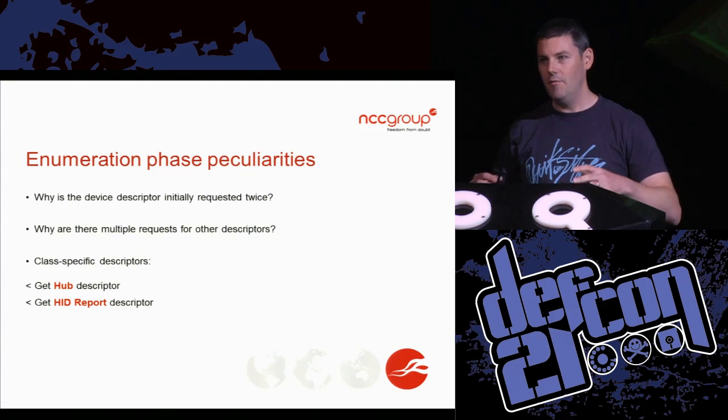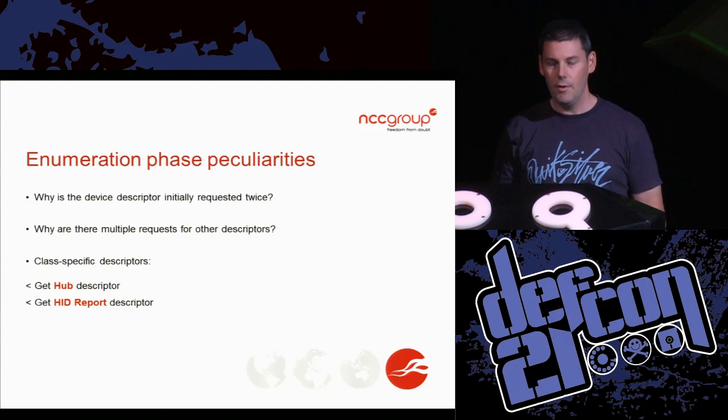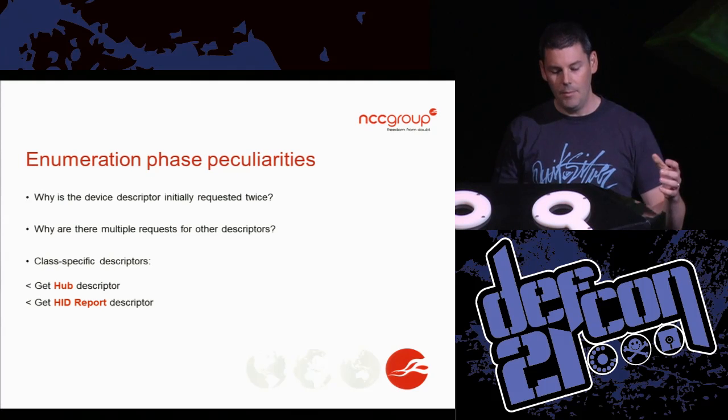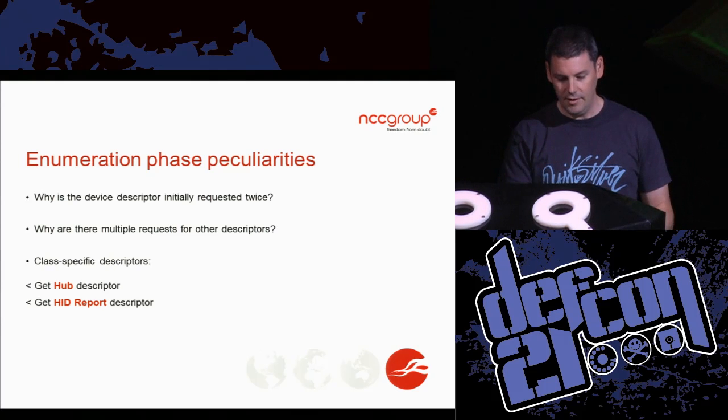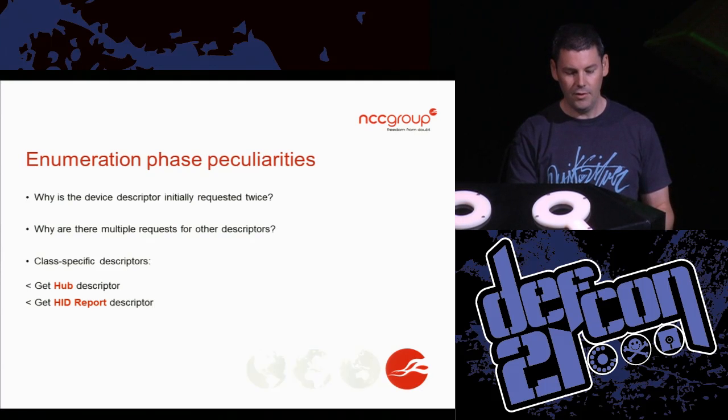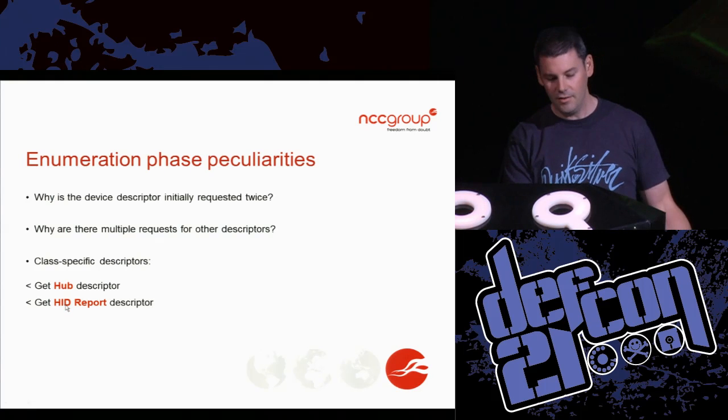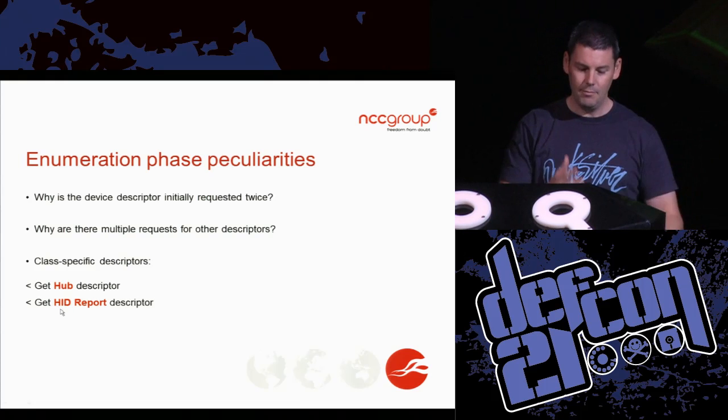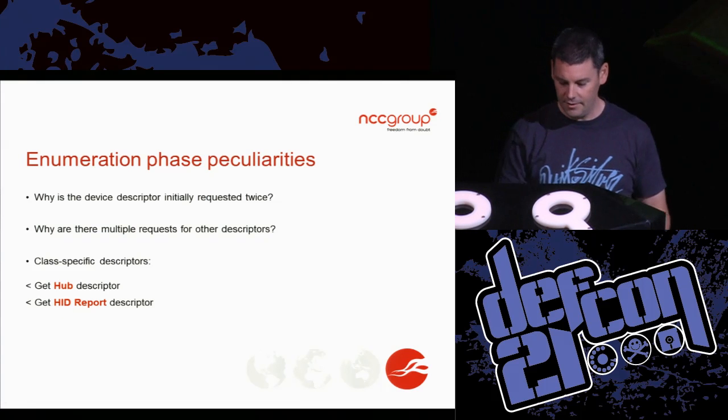As the information gets processed by different parts of the USB stack, some of that information needs to be requested again. You can also get class-specific descriptors, so for example hub descriptors, HID descriptors, HID being mice, keyboards, human interface stuff.